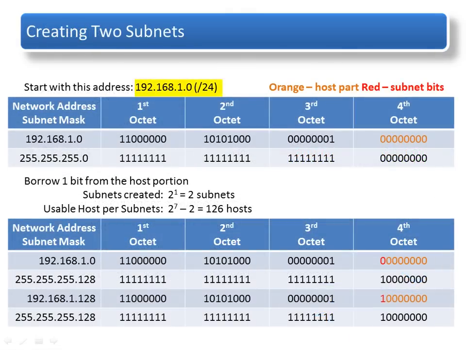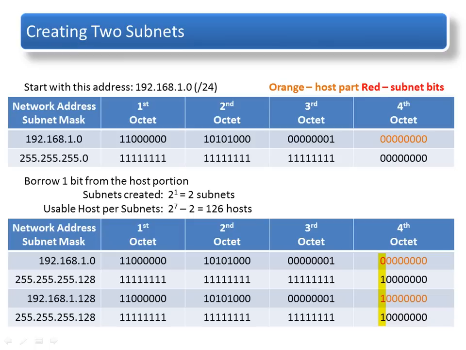We're given an address block of 192.168.1.0. We have a prefix of a /24, and we want to create two subnets. In order to create two subnets, we will borrow one bit from the host portion by using a subnet mask of 255.255.255.128 instead of the original 255.255.255.0. This makes the most significant bit in the last octet a network bit instead of a host bit.